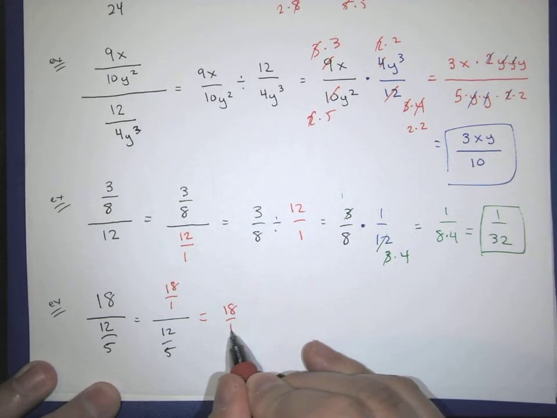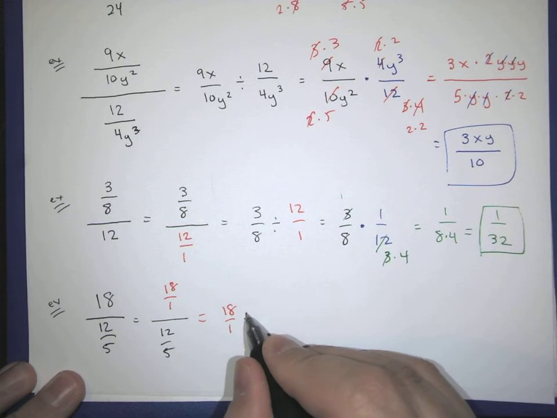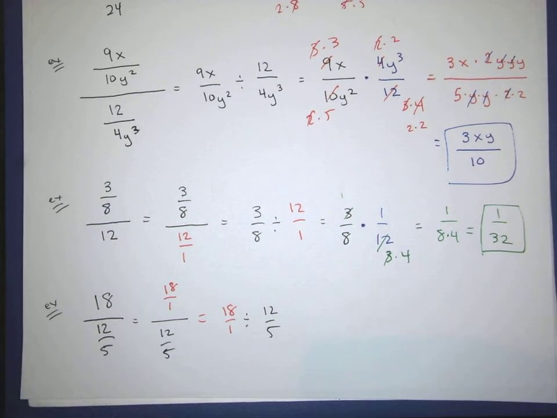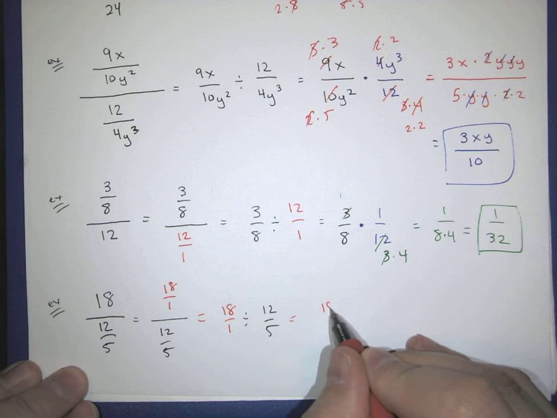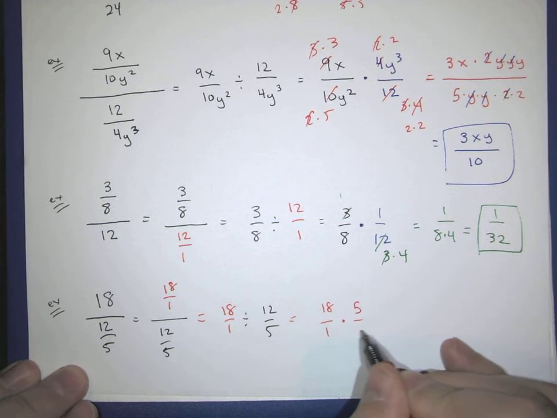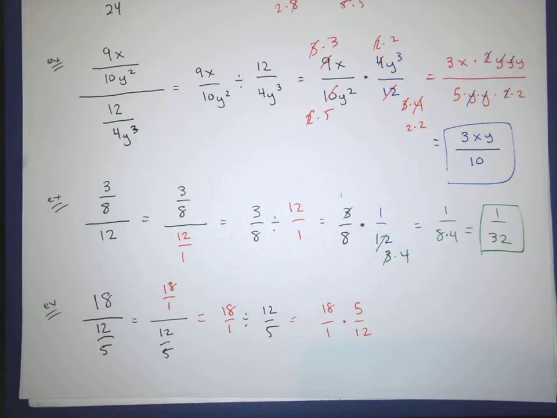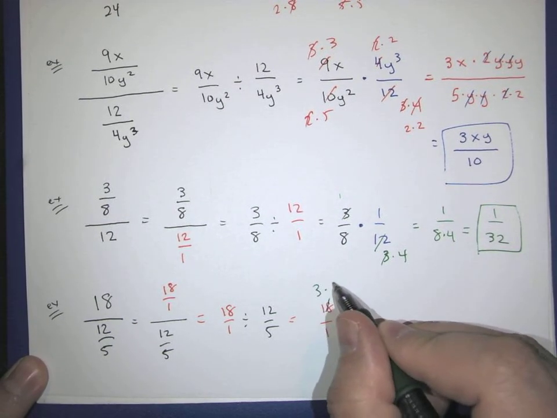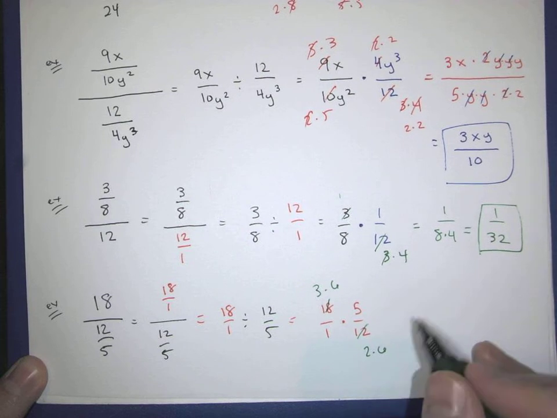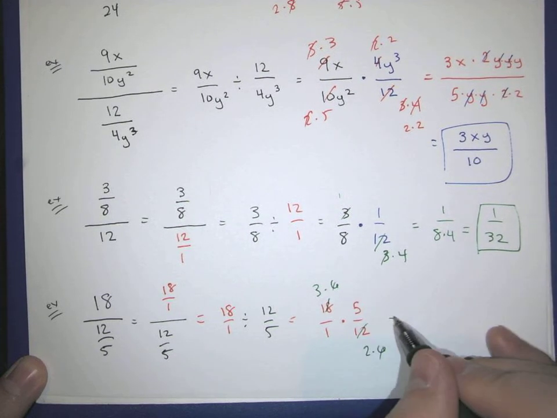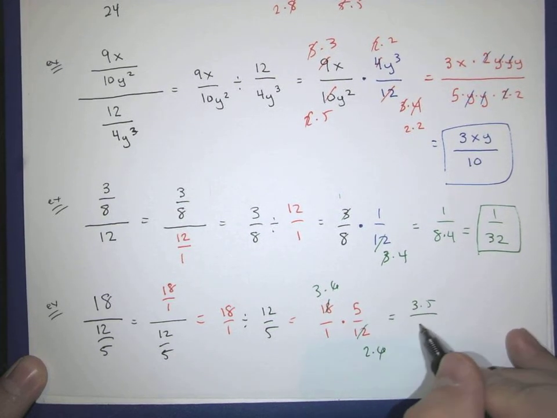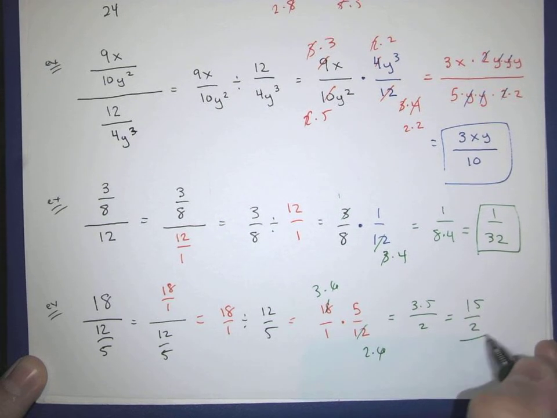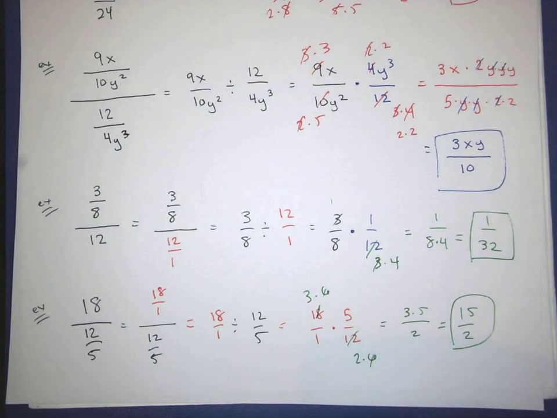Once we've got that, 18 over 1 divided by 12/5, flip it, multiply, the usual routine. I'm hoping you're very comfortable with these steps at this point. 6's will go out, 3 times 6, 2 times 6, 6 and 6, so 3 times 5, all over 2. So this will be 15 halves. And that's the basics of it. So that's us getting started.